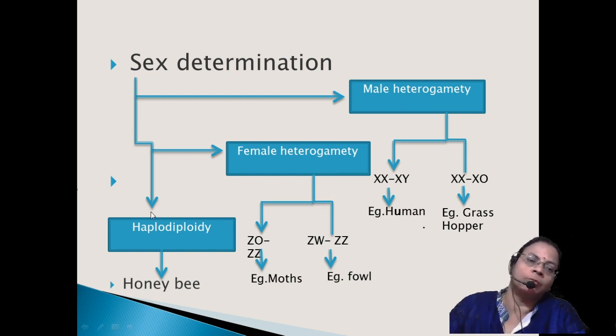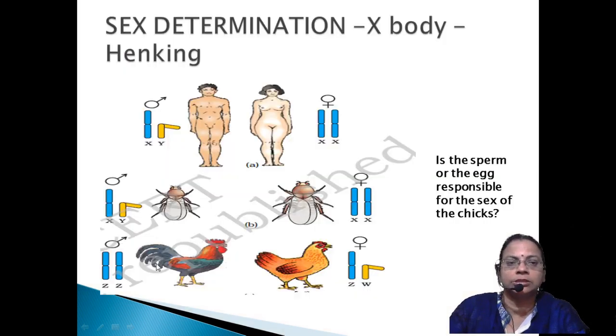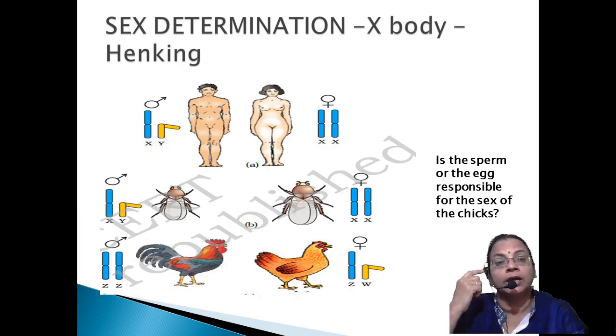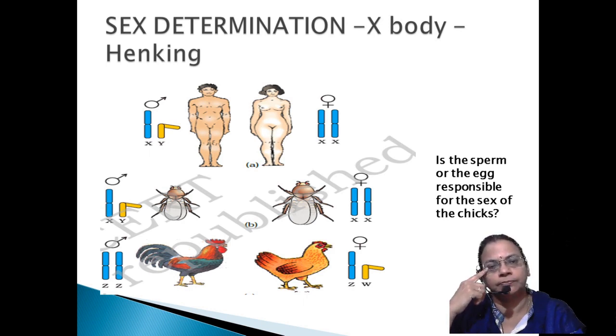Apart from that, there is one more, that is haplodiploidy. Honeybees, they are following a different type of sex determination. This is the diagram given in the textbook, sex determination. And this X body, a Henking scientist found out a darkened body in the female fly, the egg of the female. So he said there is a darkened body and he named it as X body. Later only he found out that X body is the sex chromosome.